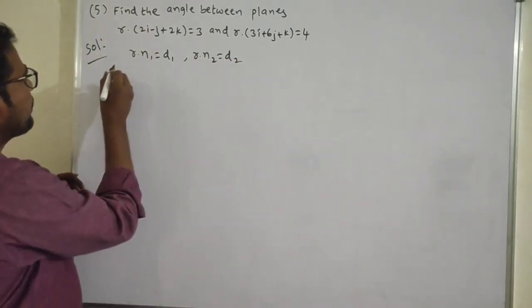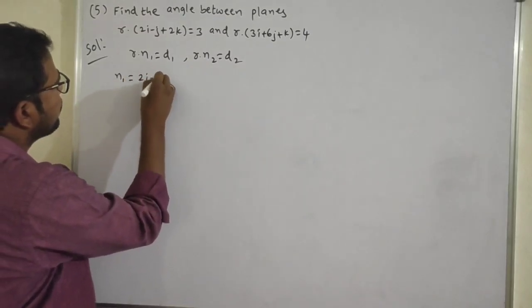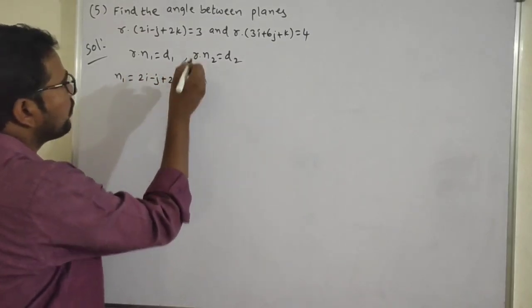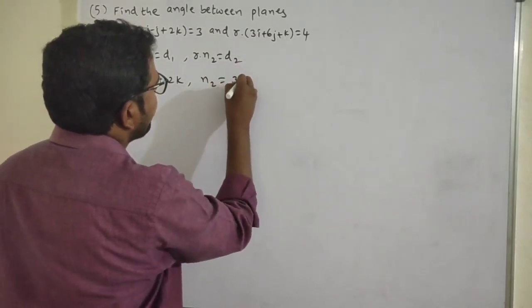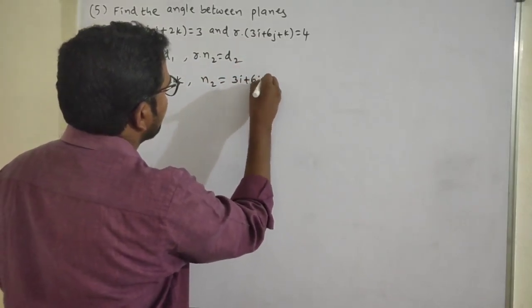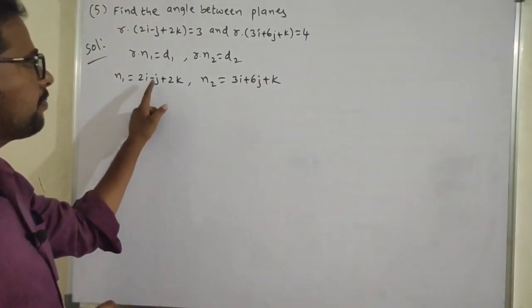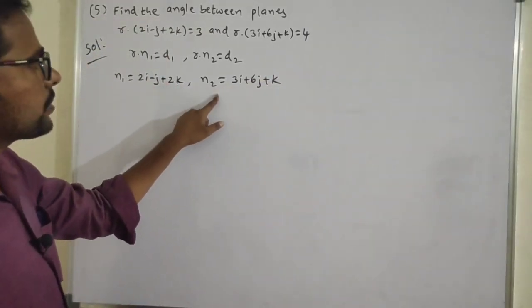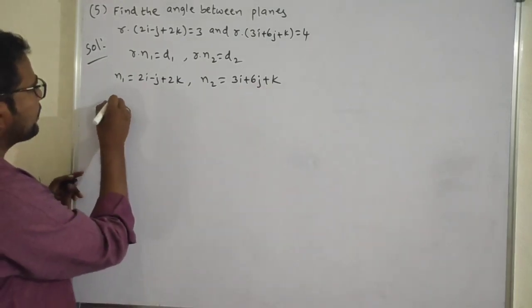So first, what is n1? n1 is equal to 2i minus j plus 2k. What is n2? n2 is equal to, from the second plane, 3i plus 6j plus k. n1 is 2i minus j plus 2k, n2 is 3i plus 6j plus k. Now find modulus n1 and n2.